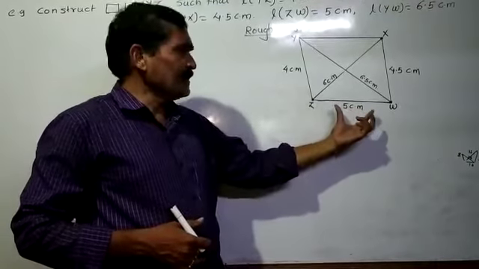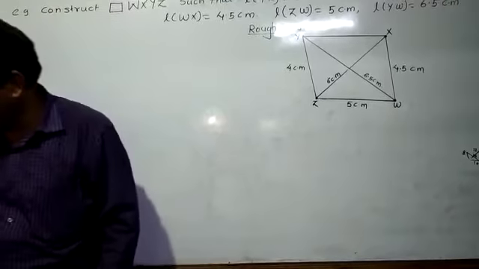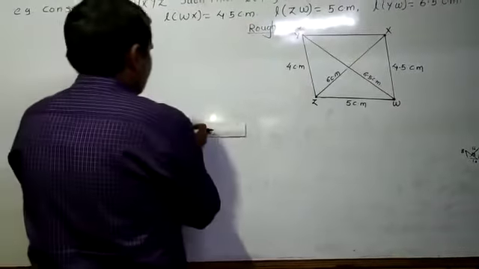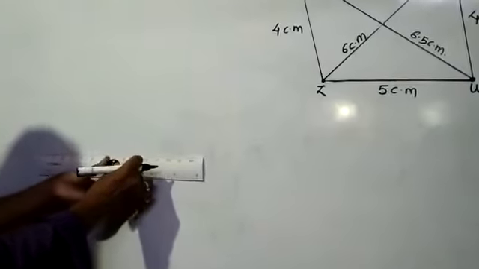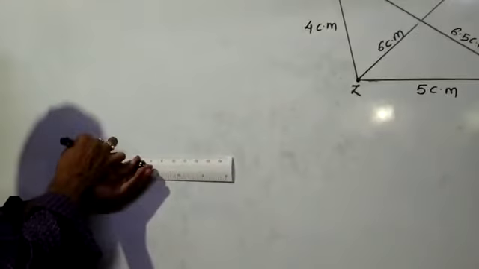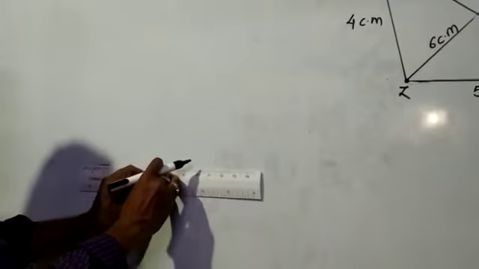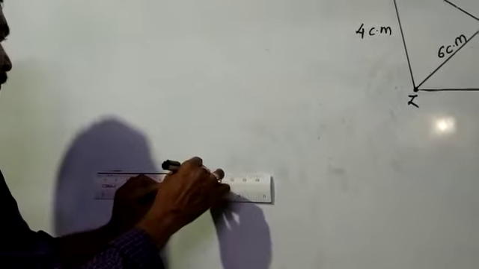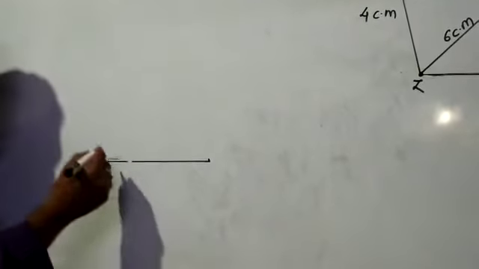If you want to construct the quadrilateral, at that time you have to draw the base. First of all, you have to draw the base of 5 cm. So I will draw the base of 5 cm by the scale and pencil. This is ZW.